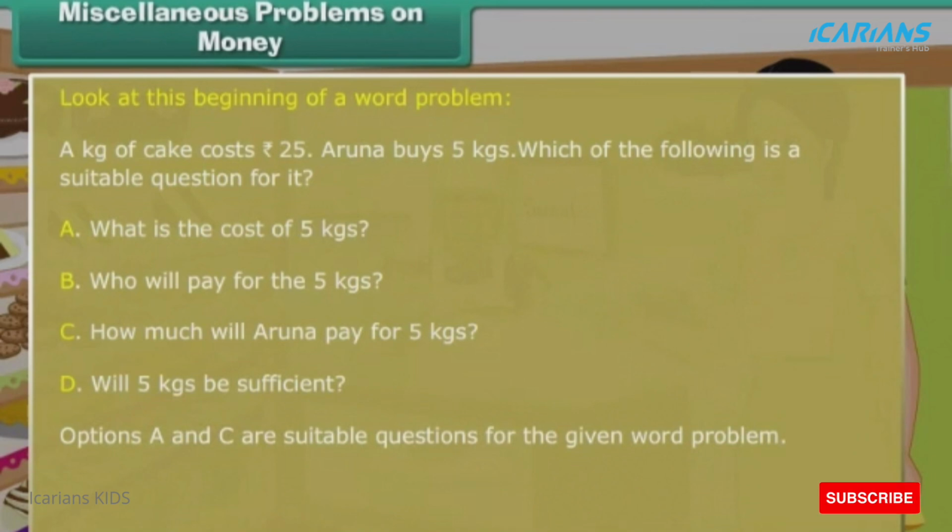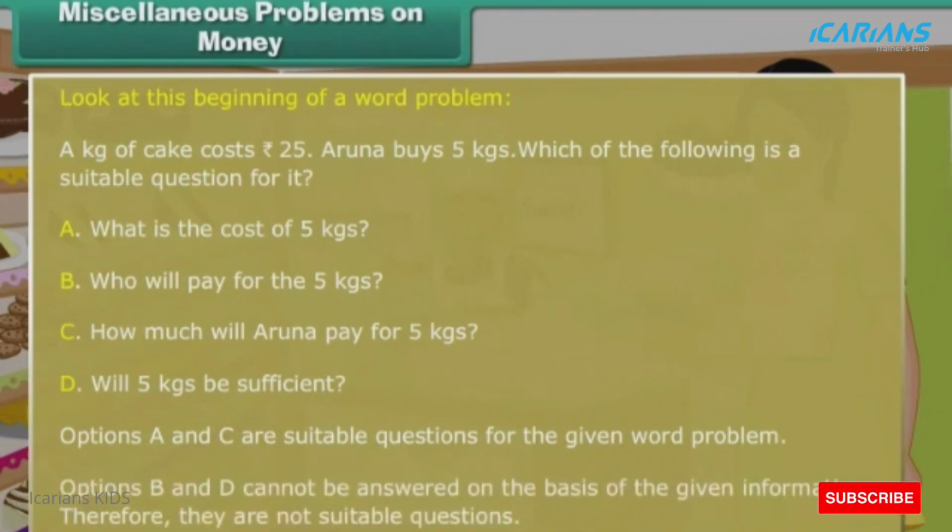Option A and C are suitable questions for the given word problem. Option B and D cannot be answered on the basis of the given information. Therefore, they are not suitable questions.